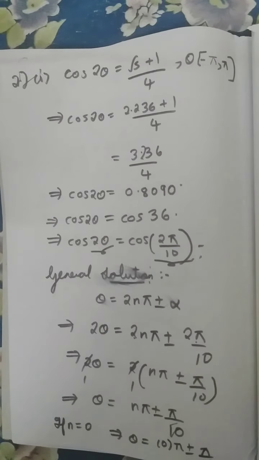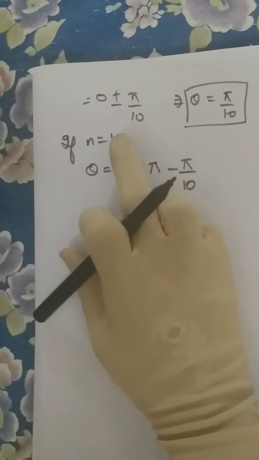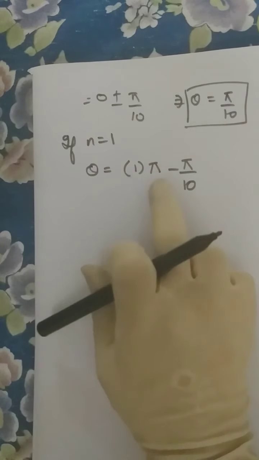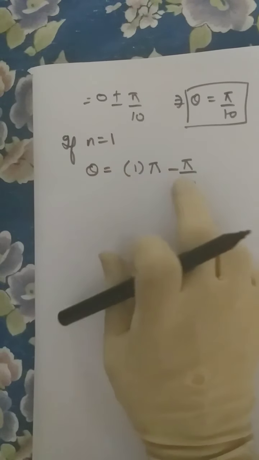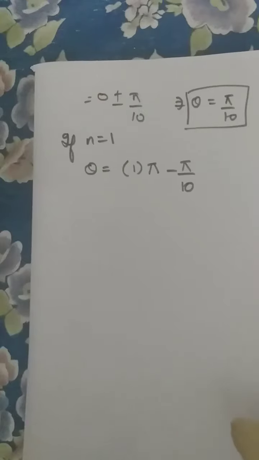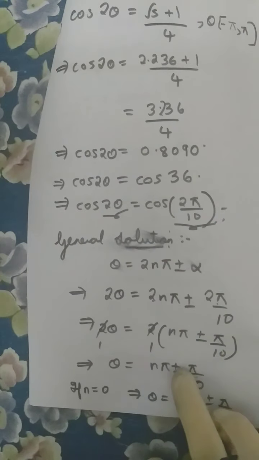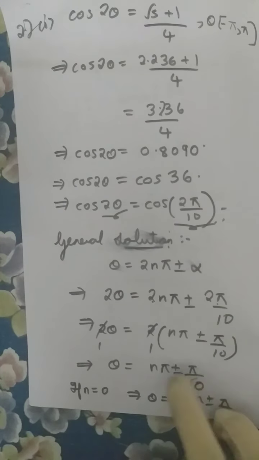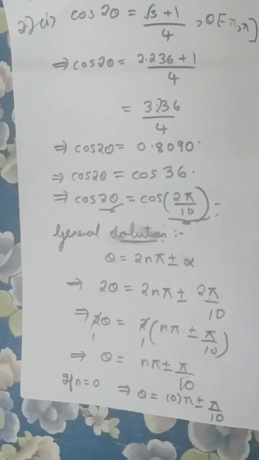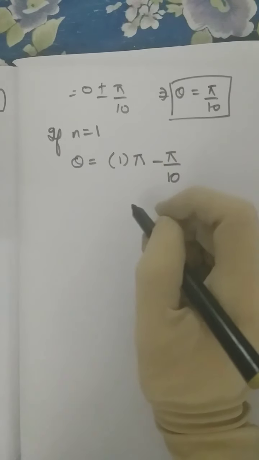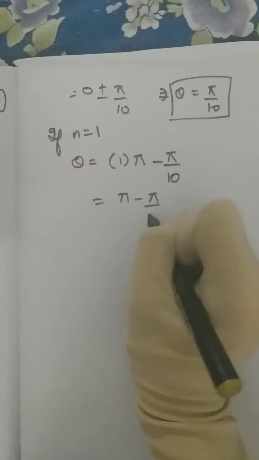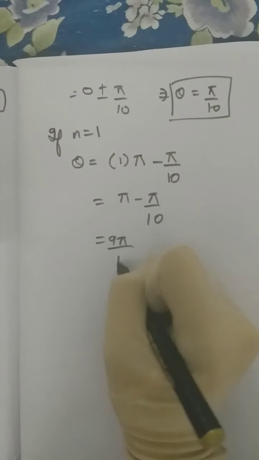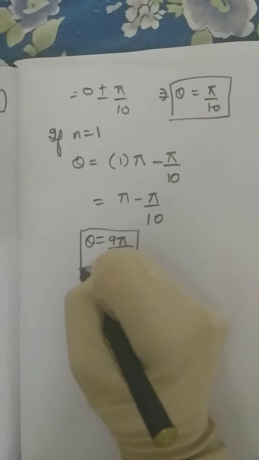So when n becomes 1, I will substitute in the formula, the principal solution. I know that theta was n pi plus or minus pi by 10. I have chosen theta equals n pi minus pi by 10. See here, I had both plus and minus, but I am choosing only n pi minus pi by 10 because I want the total value to be positive. So theta is equal to 1 into pi minus pi by 10. So I will get pi minus pi by 10, which is 9 pi by 10. So I got the value of theta as 9 pi by 10.